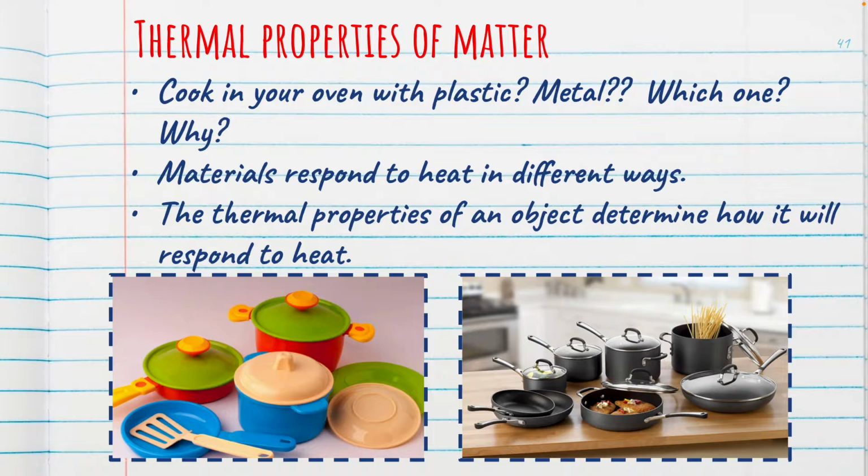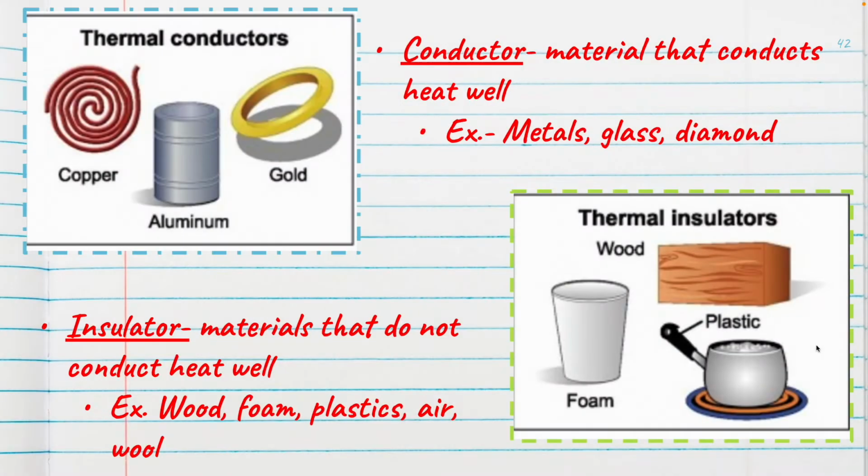Materials respond to heat in different ways. Plastic responds to heat differently than metal does. So the thermal properties of an object determine how it will actually respond to heat. Materials that conduct heat well, we call conductors. Just like we talked about with the oven, if I'm going to cook something, these would be things like metal pans, or maybe you have a glass casserole dish.